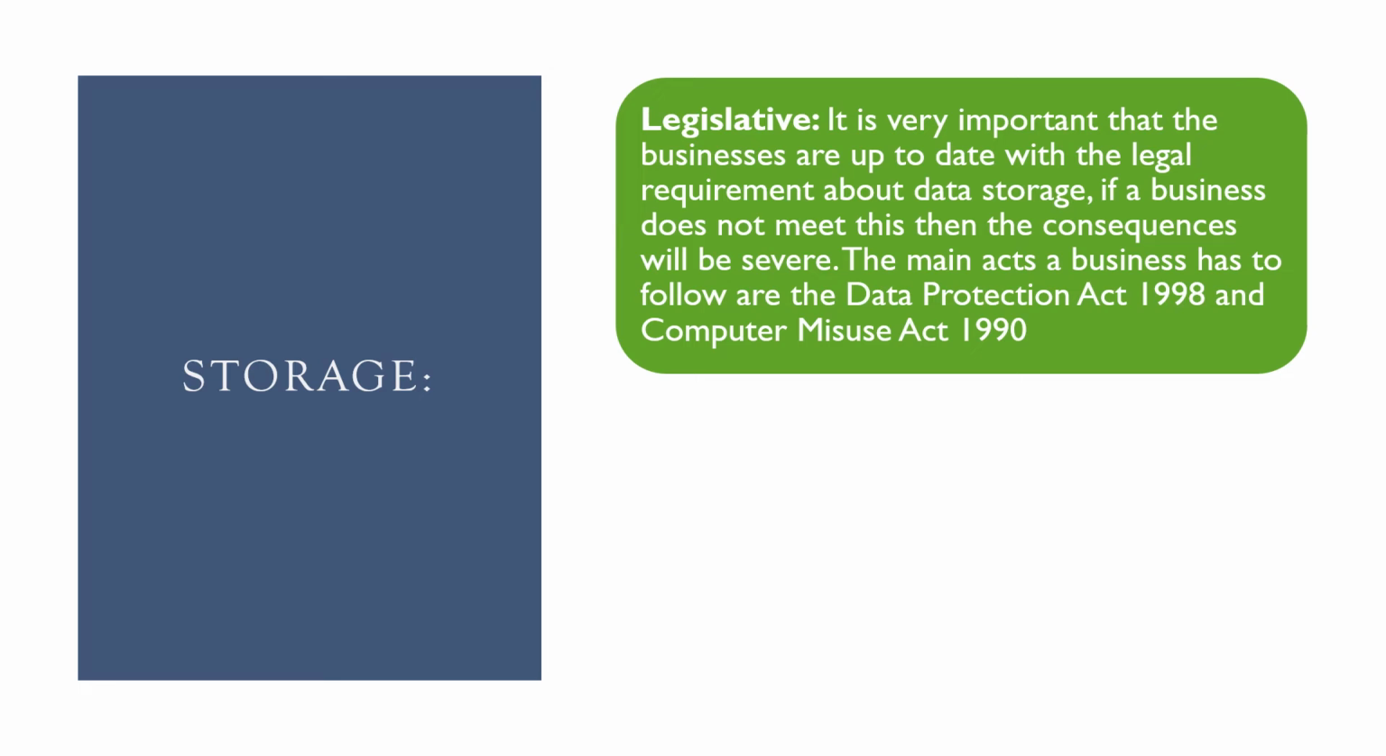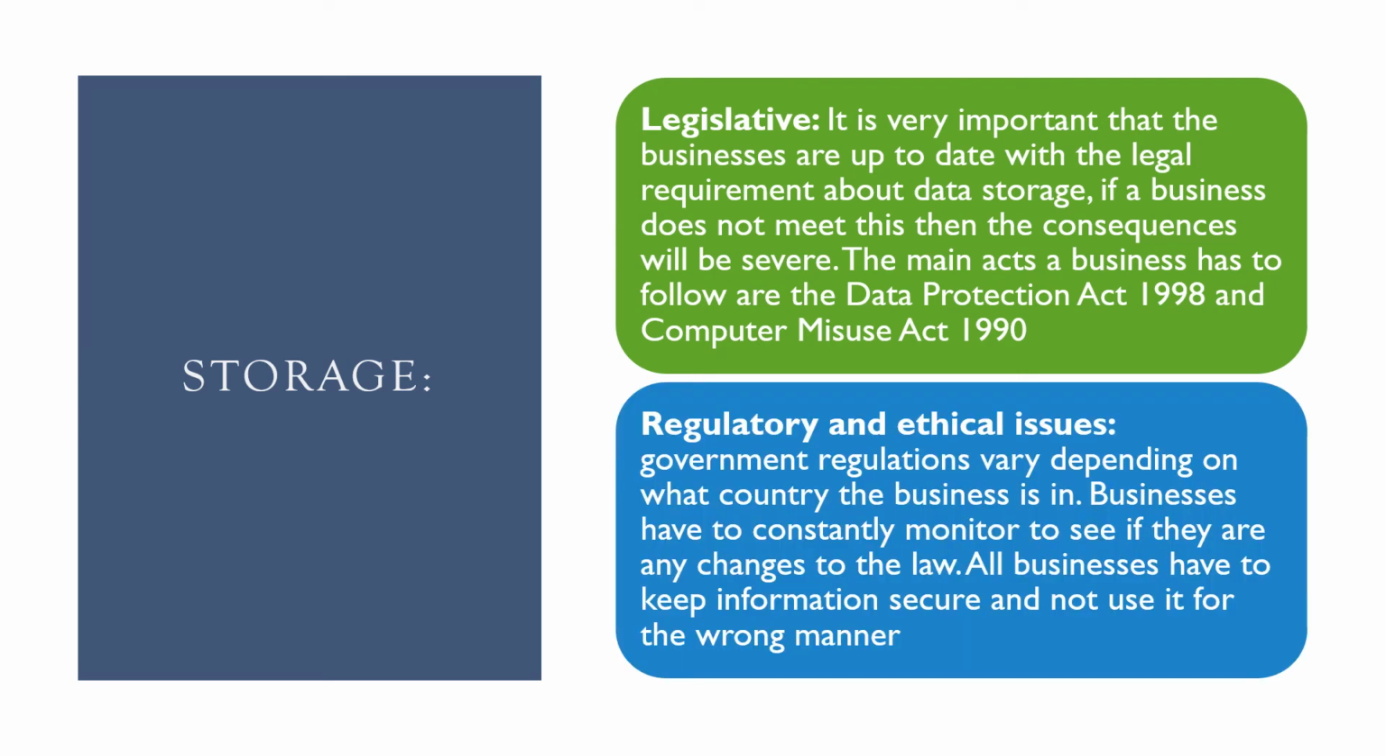Legislative. It is very important that the business are up to date with the legal requirements about data storage. Now, if a business does not meet this, then the consequences will be severe. Now, the main acts a business has to follow is one, the Data Protection Act 1998, and the second one is the Computer Misuse Act 1990. Regulatory and ethical issues. Government regulations vary depending on what country the business is in. Now, businesses have to constantly monitor to see if there are any changes to law. All businesses have to keep information secure and not use it for the wrong manner.